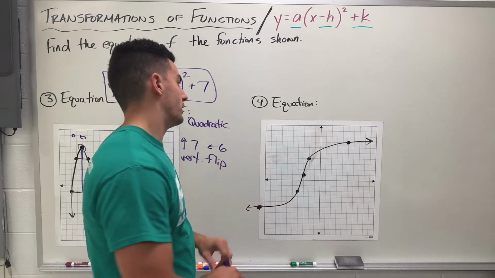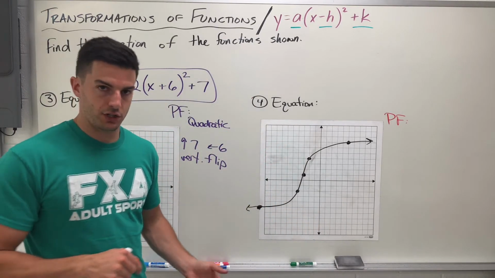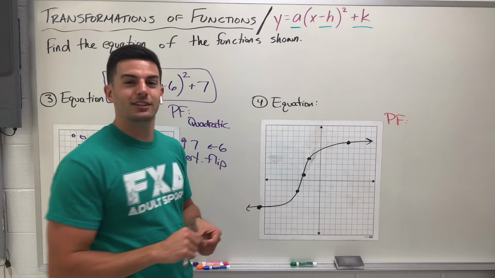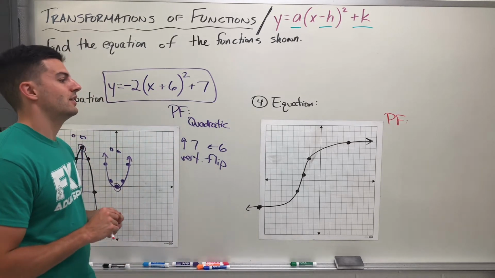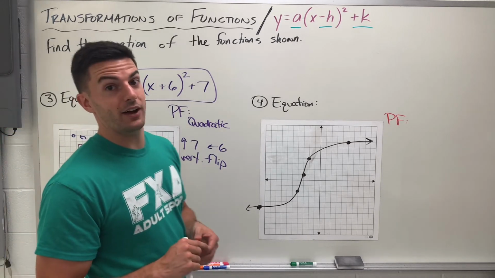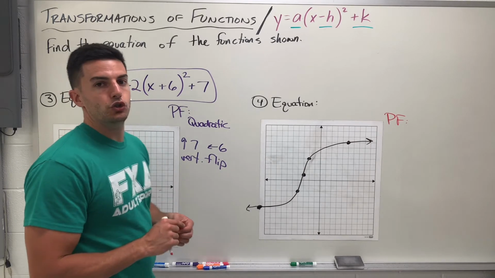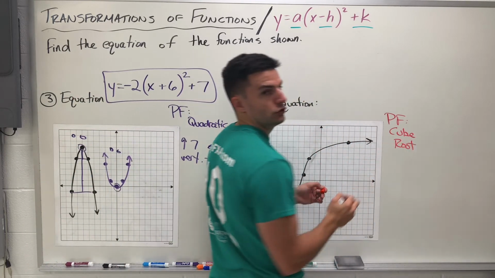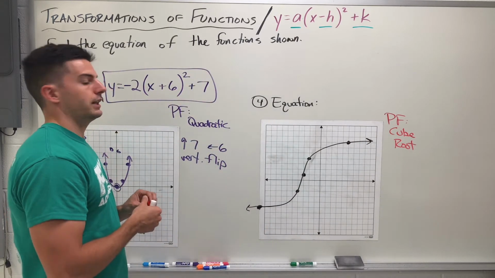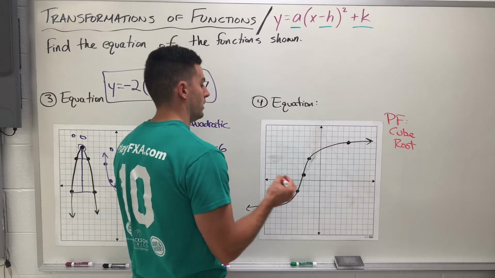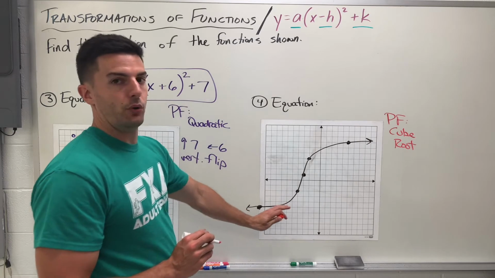Last one here, number 4. Our first goal is to figure out what's the parent function of this, okay? What's the parent function? And this can be tricky, okay? This can be really tricky because it's pretty stretched out. But I will tell you that this one is a cube root. A cube root. How do you know that? Well, again, that comes from knowing your parent functions really well, okay? But also the patterns of the points.